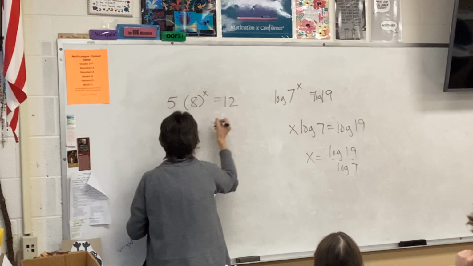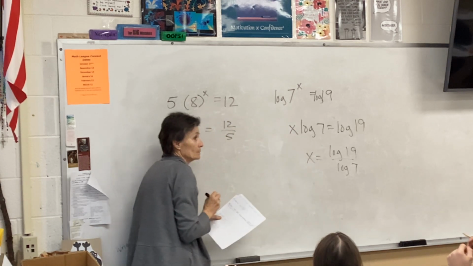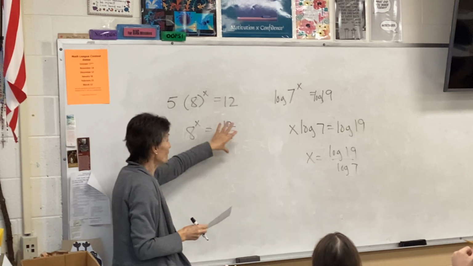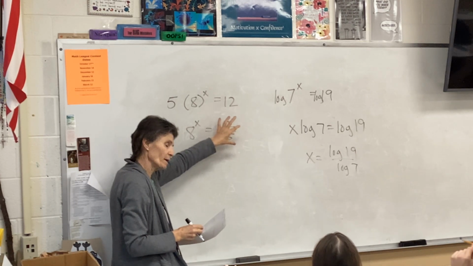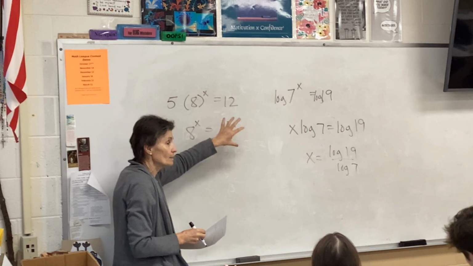Divide by 5. You're going to divide by 5. And that one divides nicely, so if you want to divide it, go ahead, or just leave it 12/5, it doesn't matter.